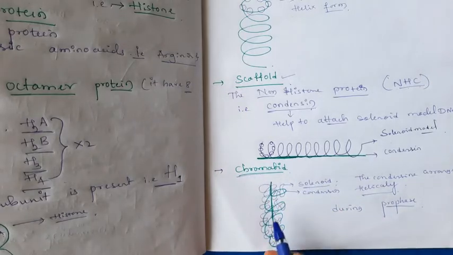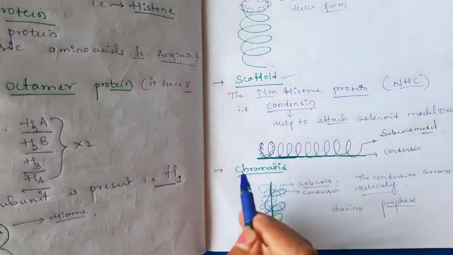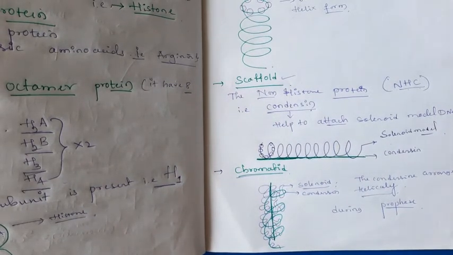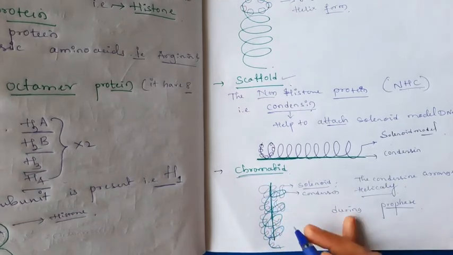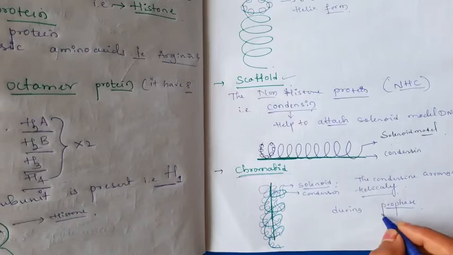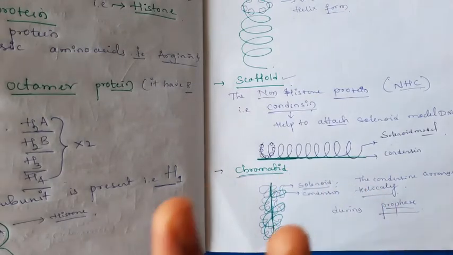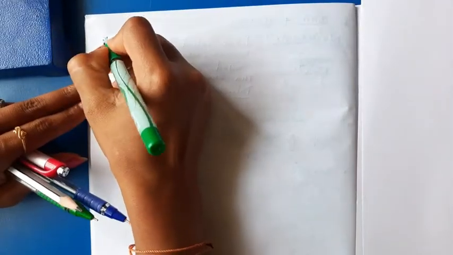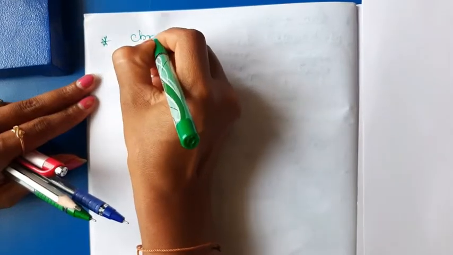Then chromatin. In the chromatin model of DNA, the scaffold, that is condensin protein, is arranged helically and it will shorten the DNA. The chromatin structure we can see in the cell in the prophase stage. After the chromatin model, next one is the chromosome model.